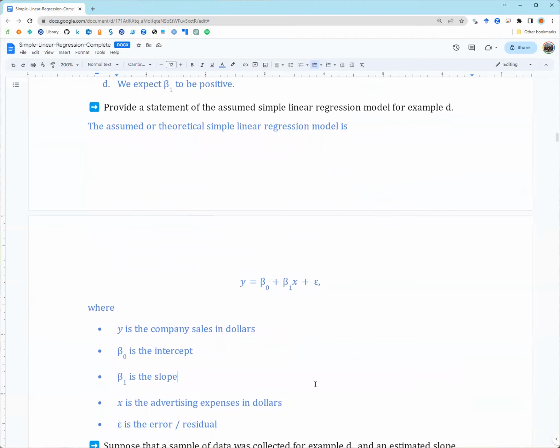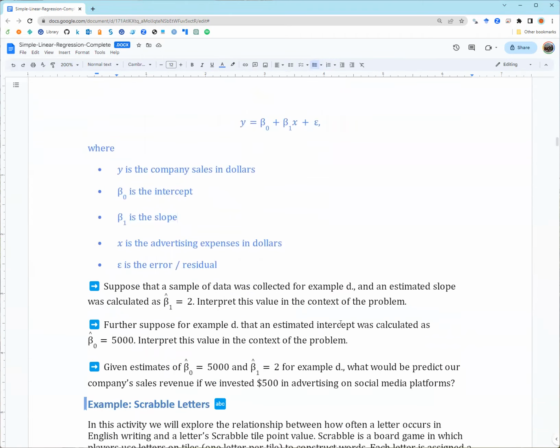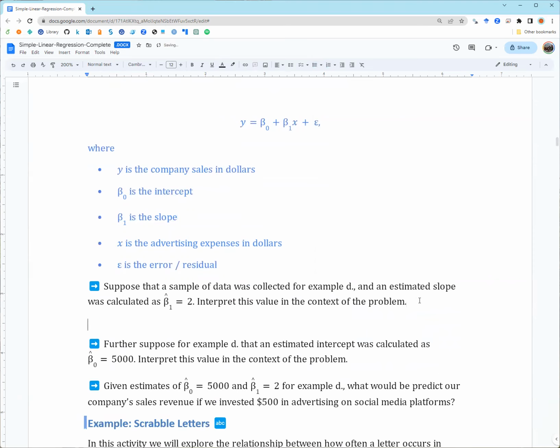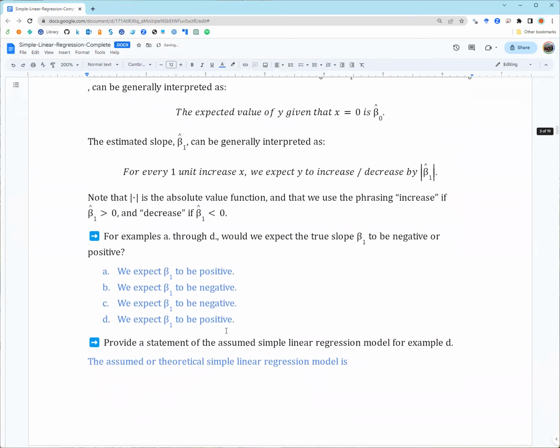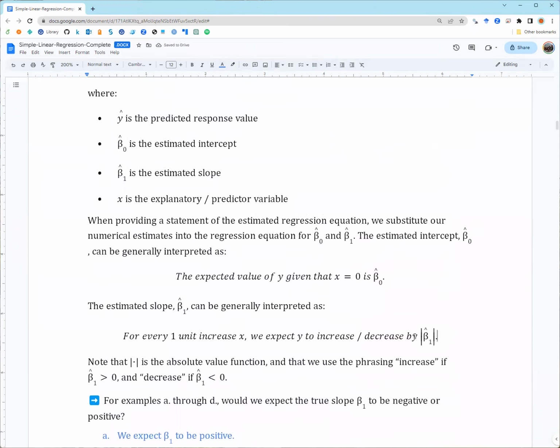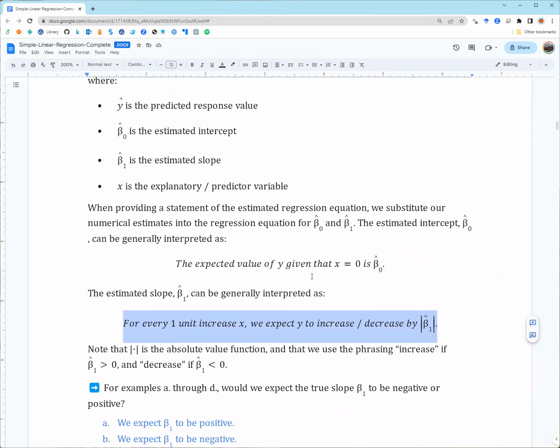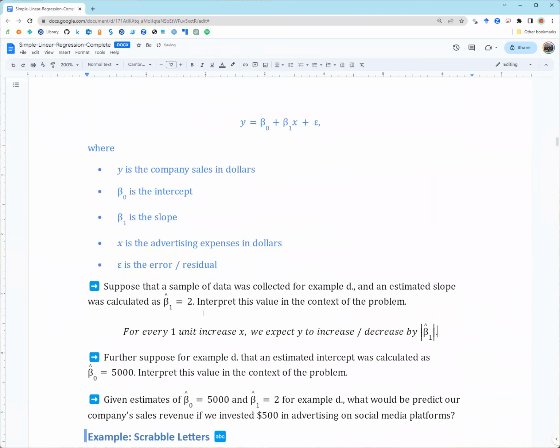So let's suppose we're assuming this model holds true. We get a sample of data and we calculate an estimated slope of 2. Let's see how we can interpret this in context. So let's start with our blueprint interpretation for the slope and practice how we can change that up.